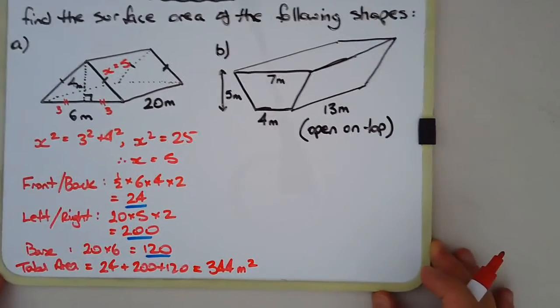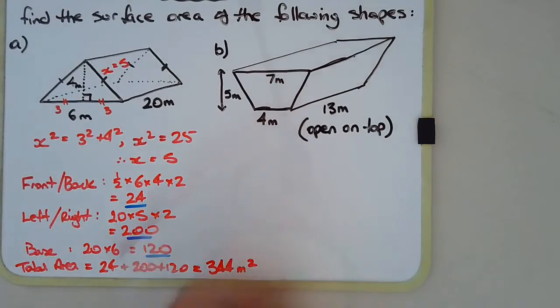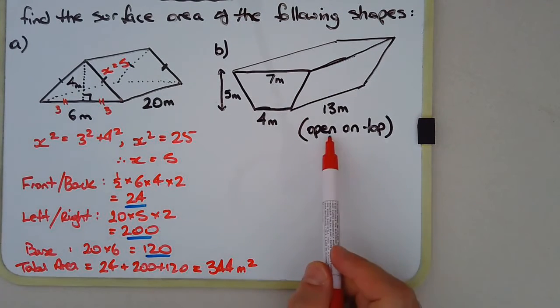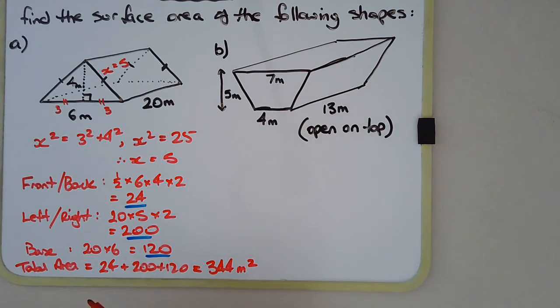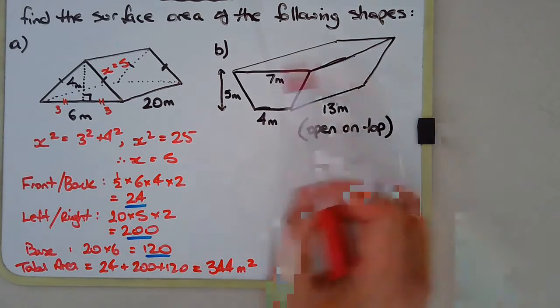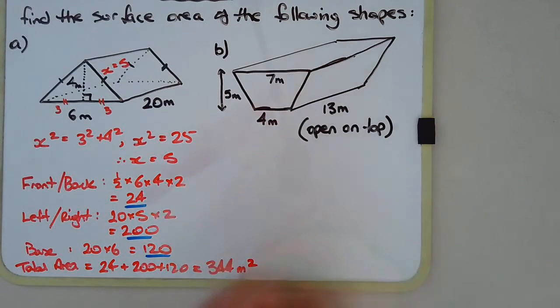Now let's have a look at part B. Part B states that what we have is basically like a drinking trough or a feeding trough, but we're told that it's open on top. So again, what does that mean? It means that we're going to calculate these areas, but we're not going to include the top there. So once again, I want you to have a think about this carefully.